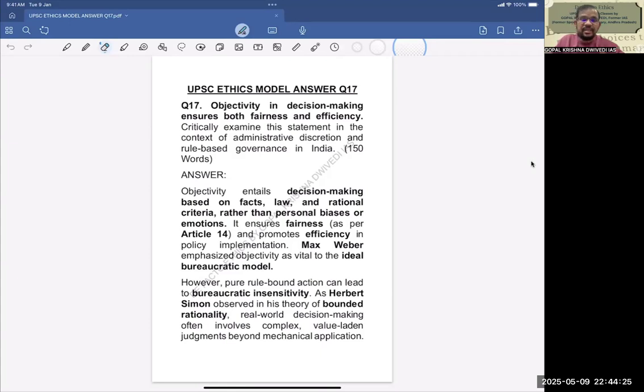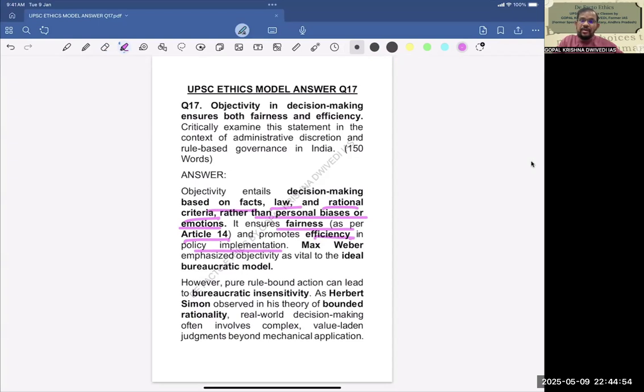So this is objectivity in decision making. That is, if you base it on facts, law, and rational criteria rather than personal biases or emotions. It ensures fairness as per Article 14 and promotes efficiency in policy implementation. So here we are quoting Article 14 of the Constitution.